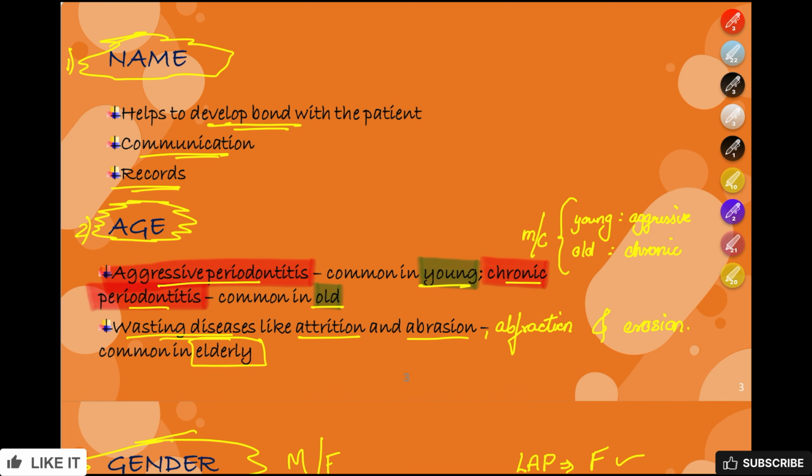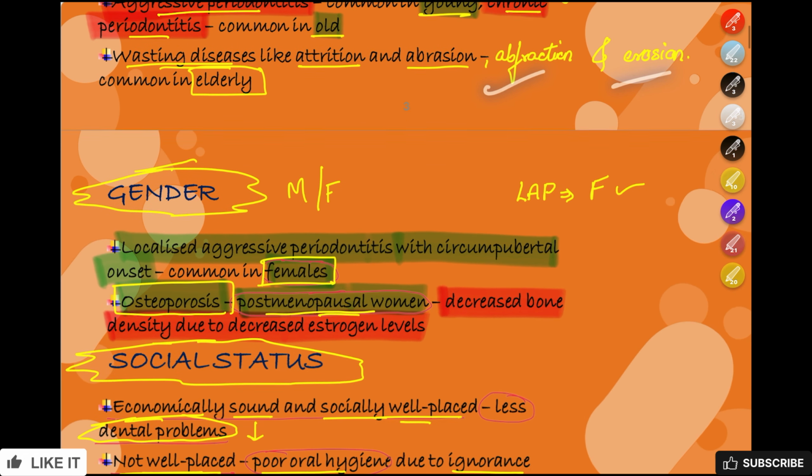So first of all, in case history, the name is important. It helps to develop a bond, a rapport with the patient, helps in communication, as well as to maintain records. Second is the age of the patient. Age is important as some diseases are more common in young patients and some diseases are more common in old age. Aggressive periodontitis is more common in young patients and chronic periodontitis is more common in old patients. Wasting diseases like attrition and abrasion are more common in the elderly. Some other wasting diseases are abfraction and erosion.